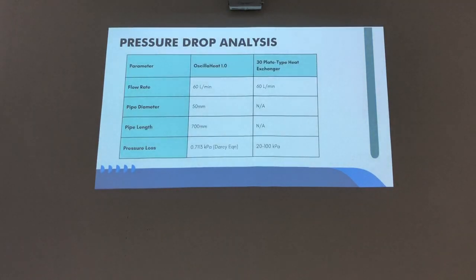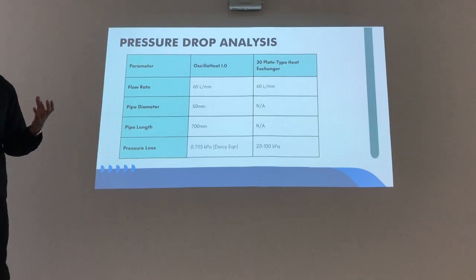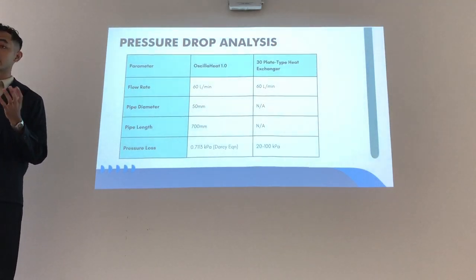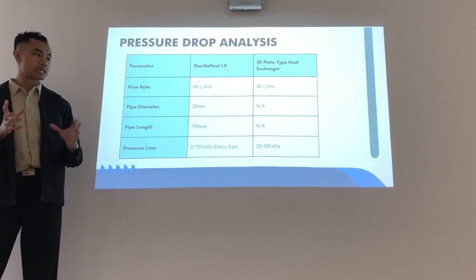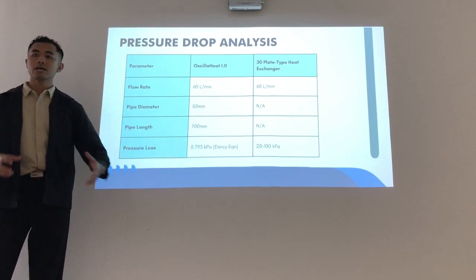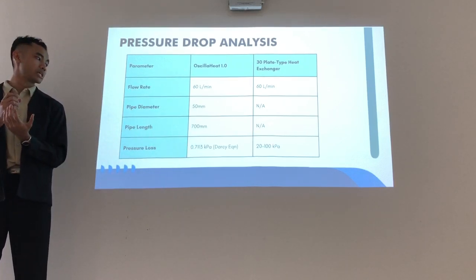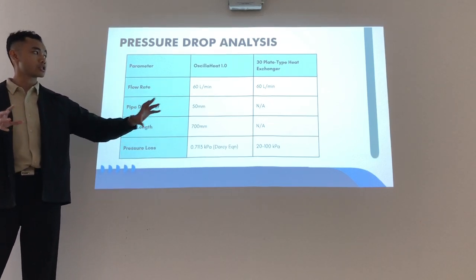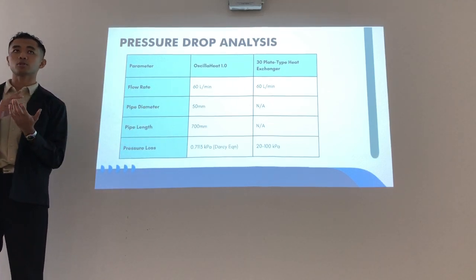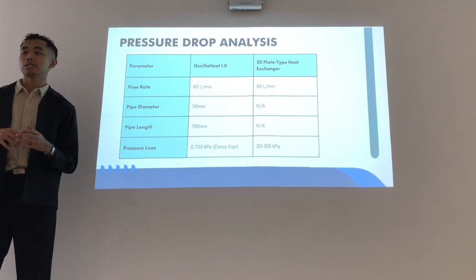We also conducted a pressure drop analysis to compare the pressure losses that both systems had. For the initial oscillator heat, using the Darcy equation, I found that it's only losing 0.7113 kPa of pressure. But when I did my research on plate type heat exchangers, it's about 20 to 100 kPa itself.